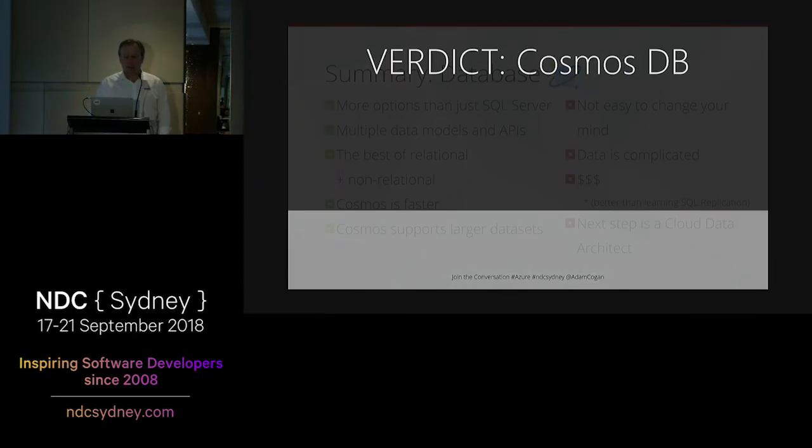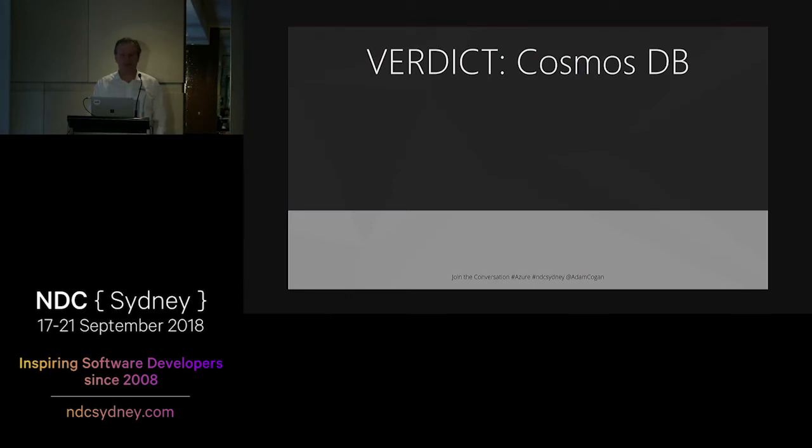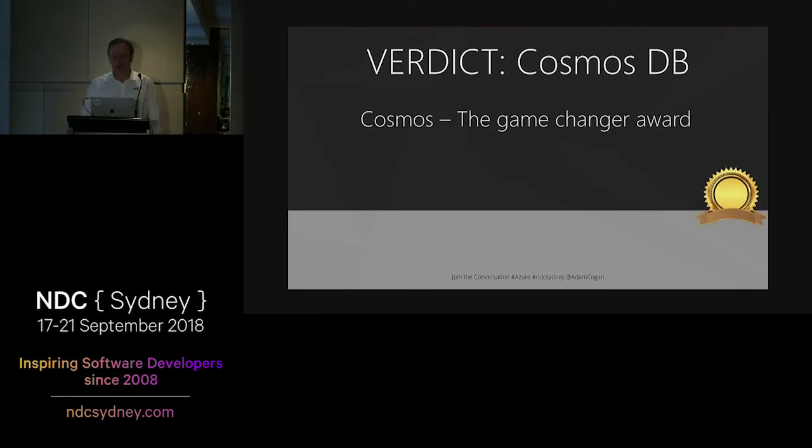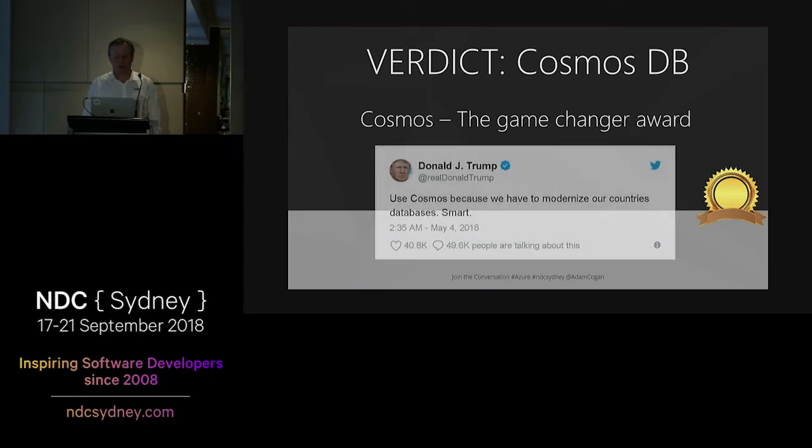Okay, so my verdict for this, I call it the Game Changer Award. I think it's important, very important. Donald Trump tweeted, use Cosmos because we have to modernize our country's databases. Smart. All right. You can tell it's his. He always ends in one word. Yes, no, it's not real.